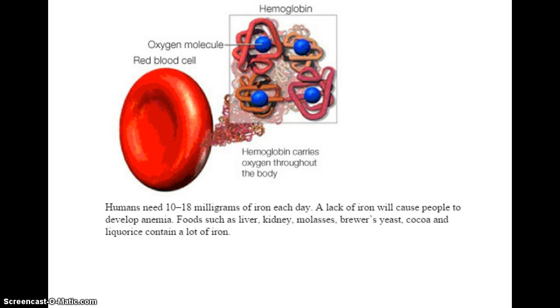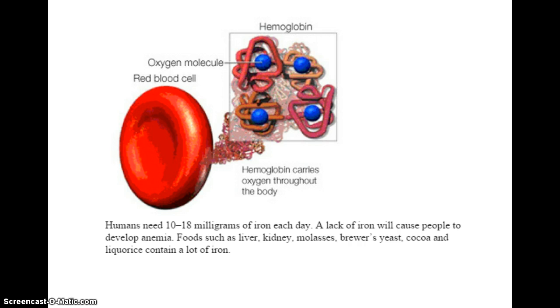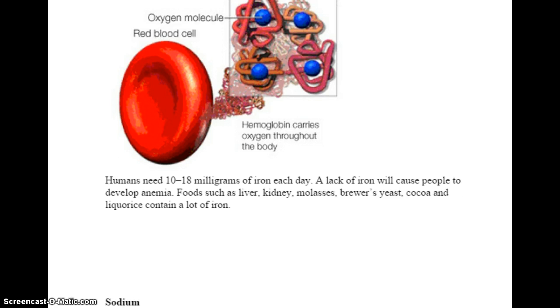And humans need 10 to 18 milligrams of iron each day. A lack of iron will cause people to develop anemia, but foods such as liver, kidney, molasses, brewer's yeast, cocoa, and licorice contain a lot of iron.